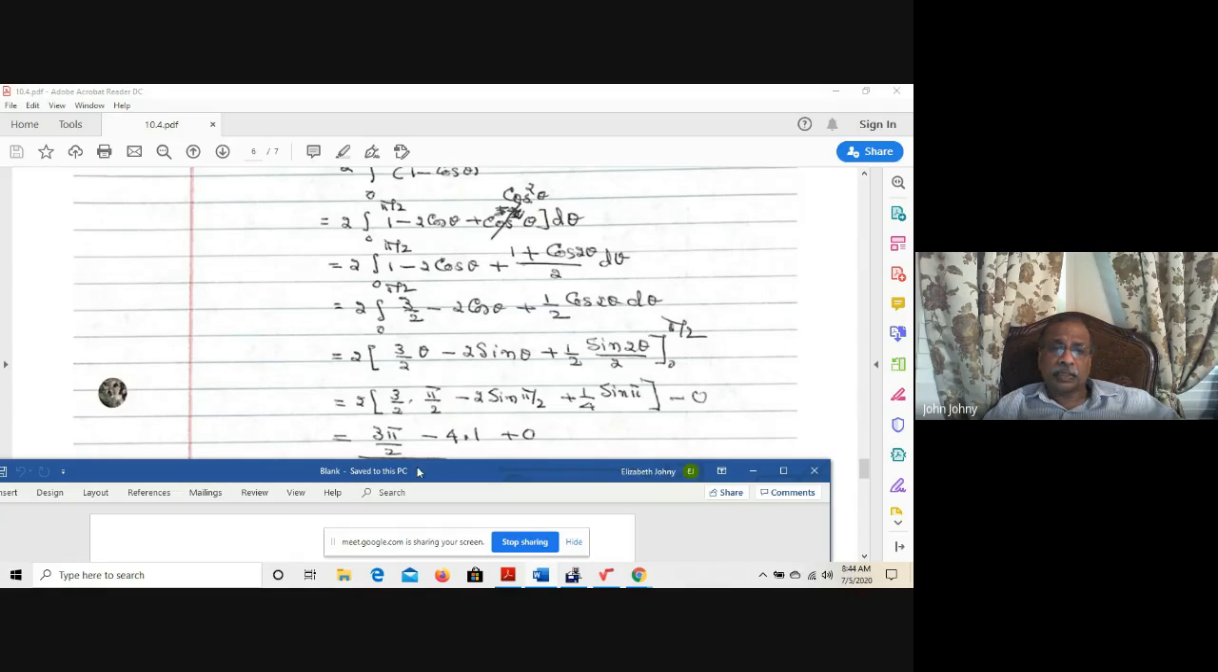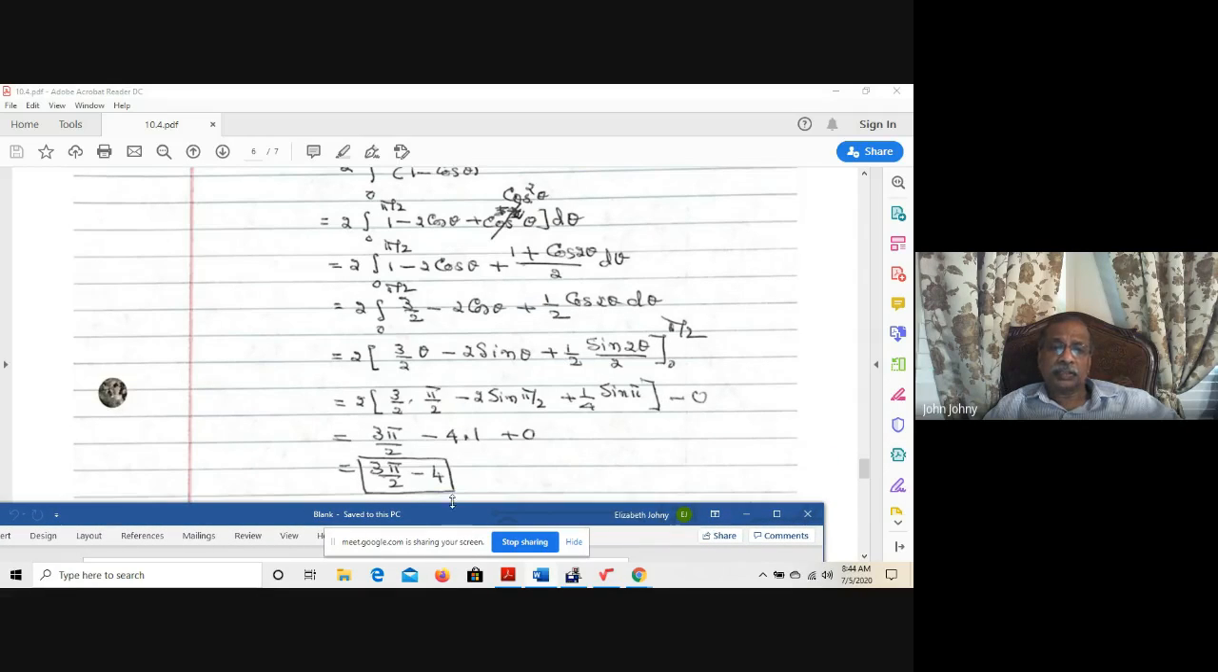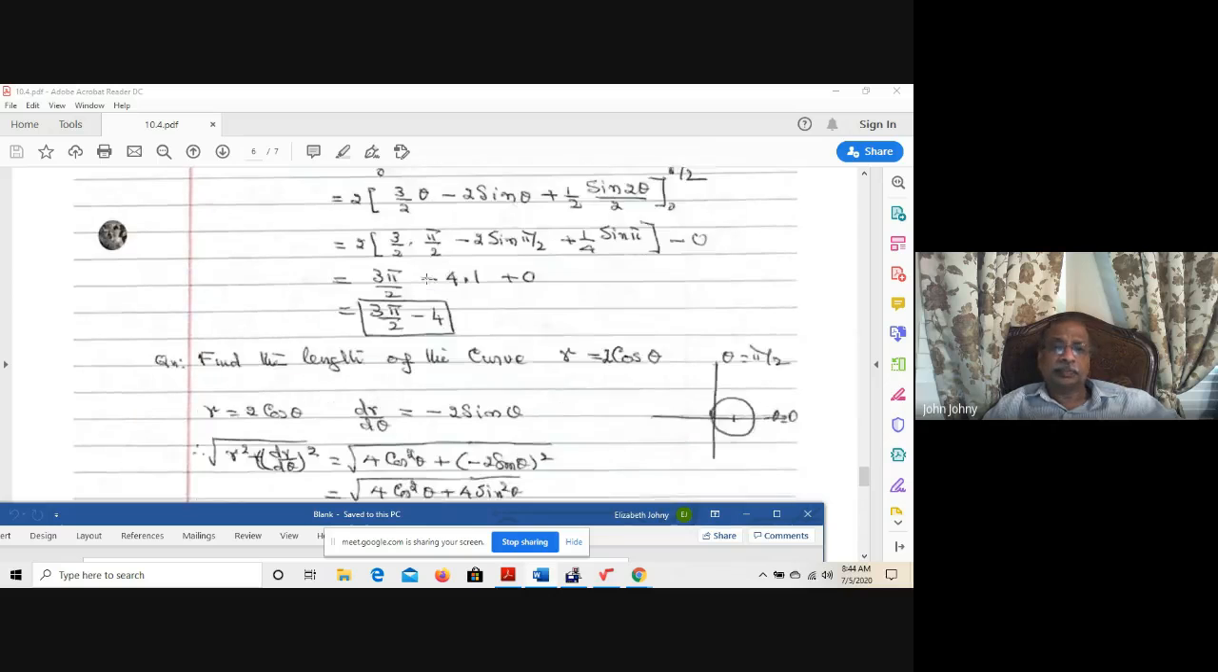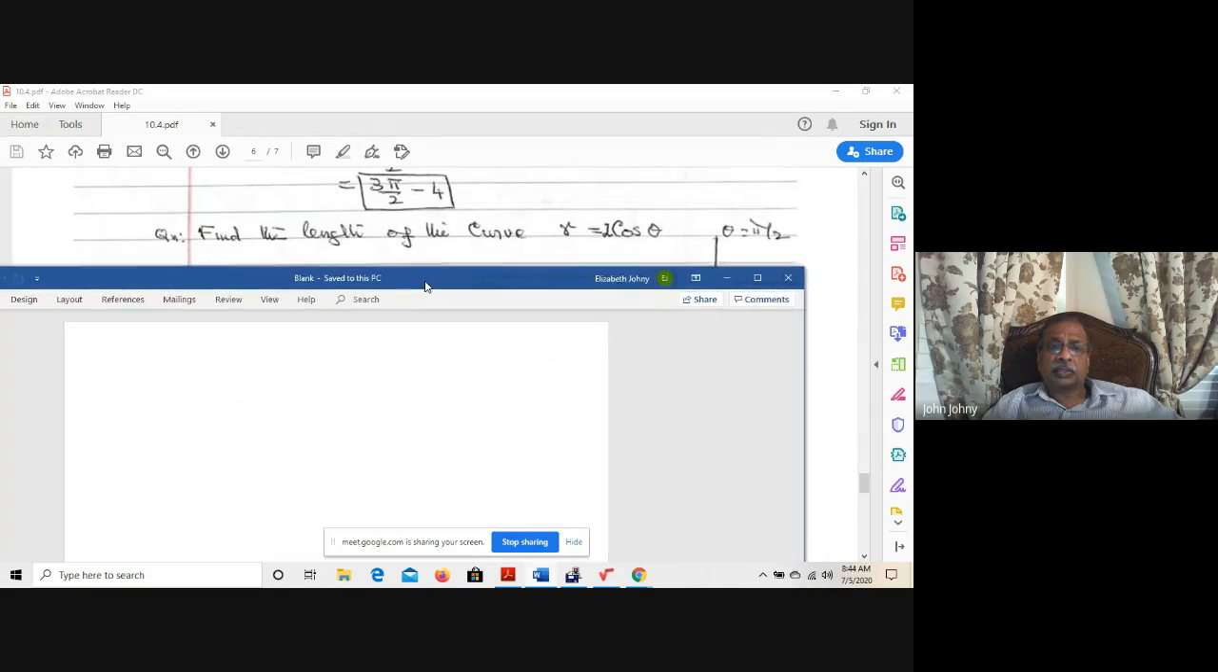So 2 times minus 2, that's minus 4 times 1, sine pi is 0. So that is 3 pi over 2 minus 4 is the answer. And now the next question is a made up question. It's not from the textbook.